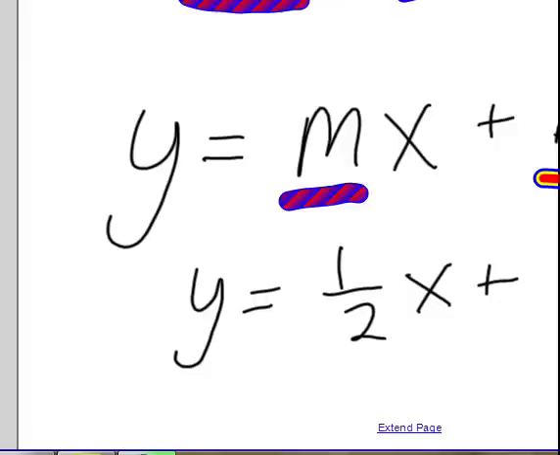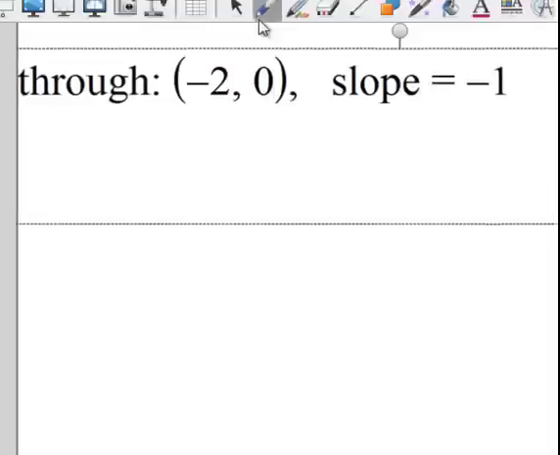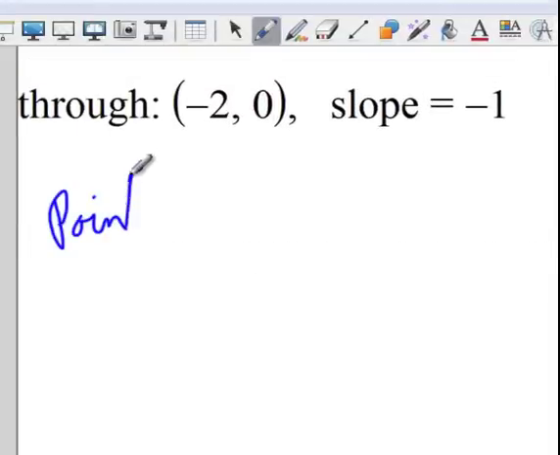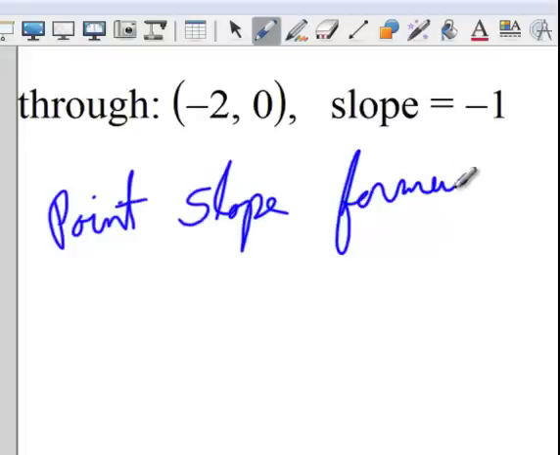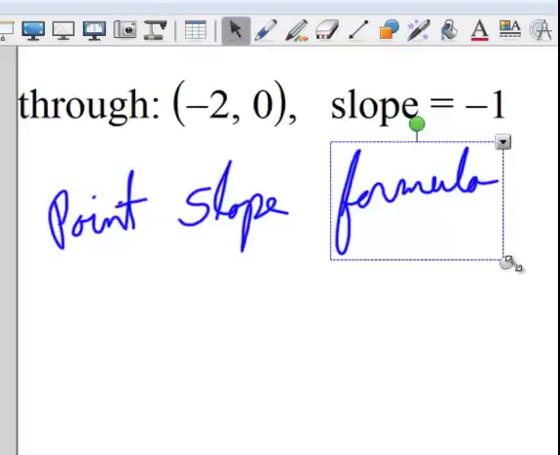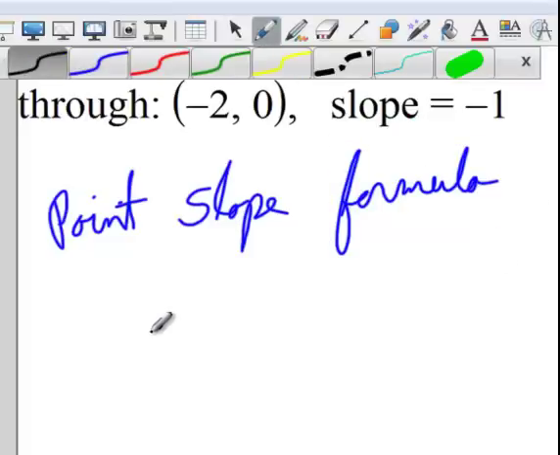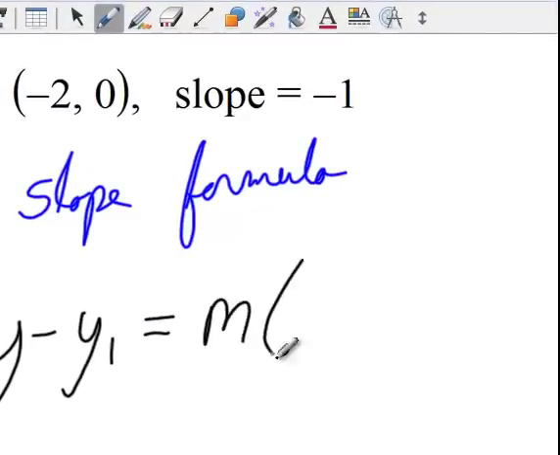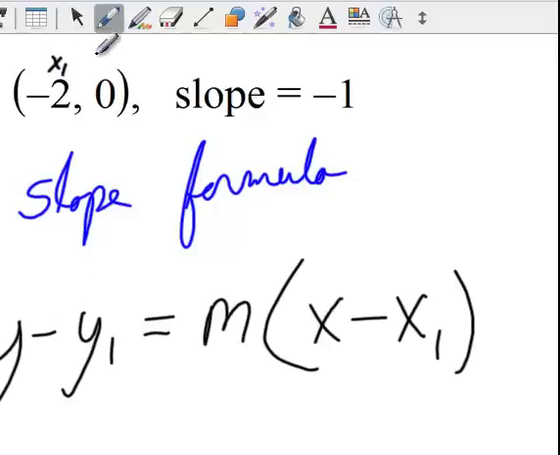Alright, let's go on to one that's a little bit more difficult. If we have a point and a slope, we need to use a different method, and this is the point slope formula. Not too hard to remember. The formula goes y minus y1 is equal to m parentheses x minus x1. So when I substitute in, here's my point. So this is my x1, this is my y1, and this is my slope, my m.